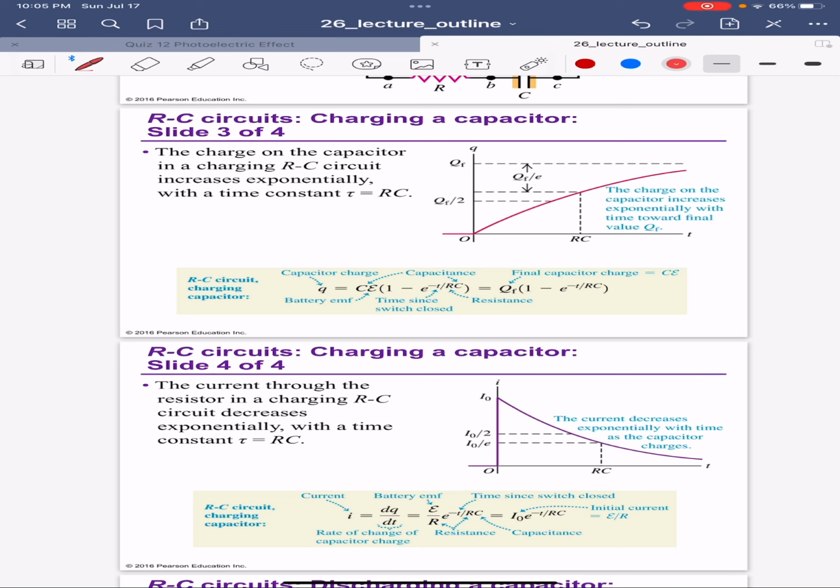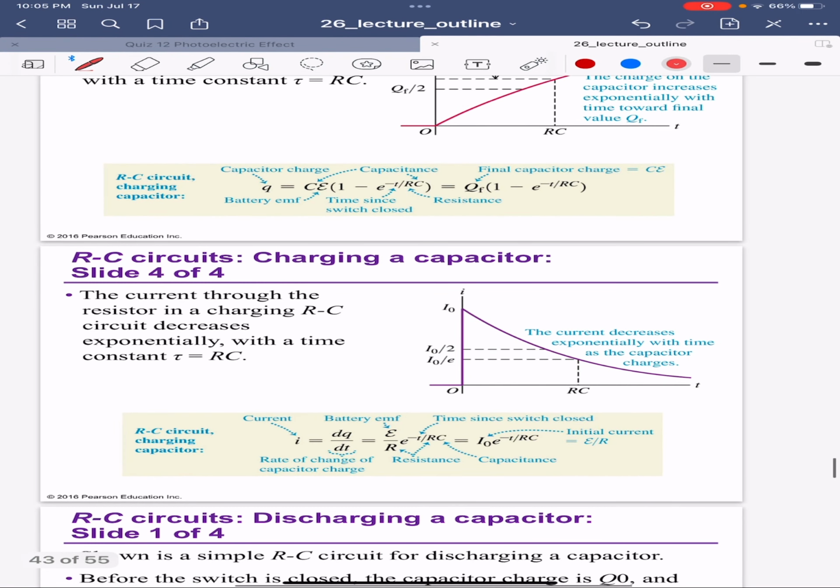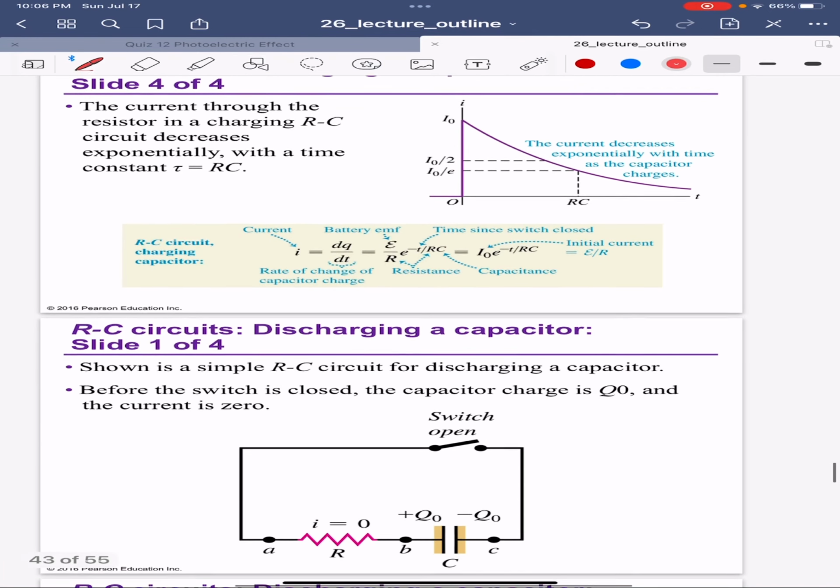We can also see that during the charging the current starts very big, and then it decreases, also with a time constant of RC. I, which is dQ over dt, is going to be EMF over R times e to the minus t over RC, or I0 e to the minus t over RC. Then it decreases exponentially.